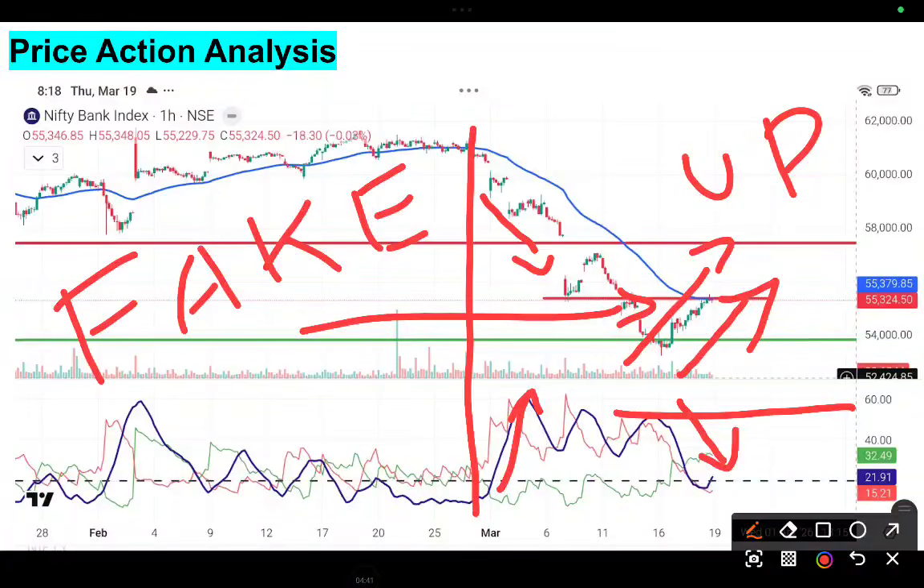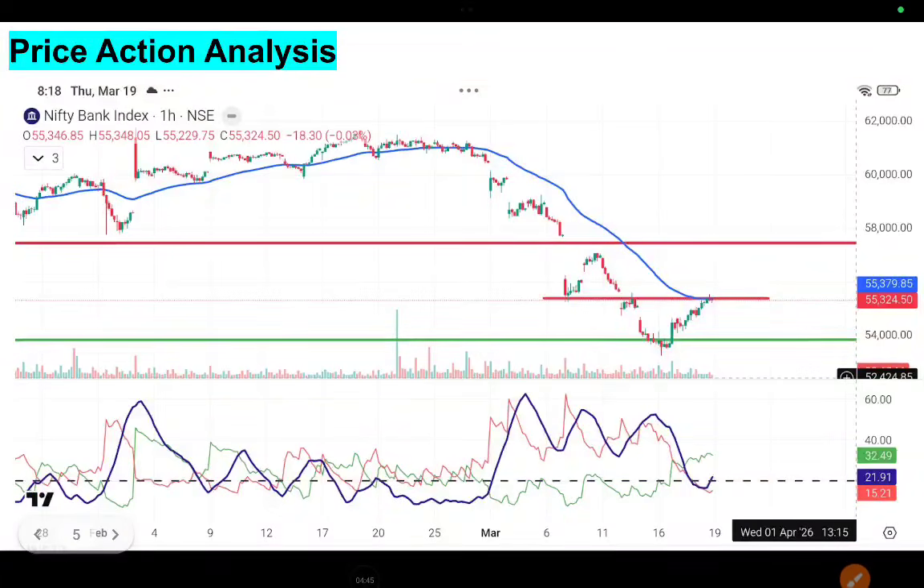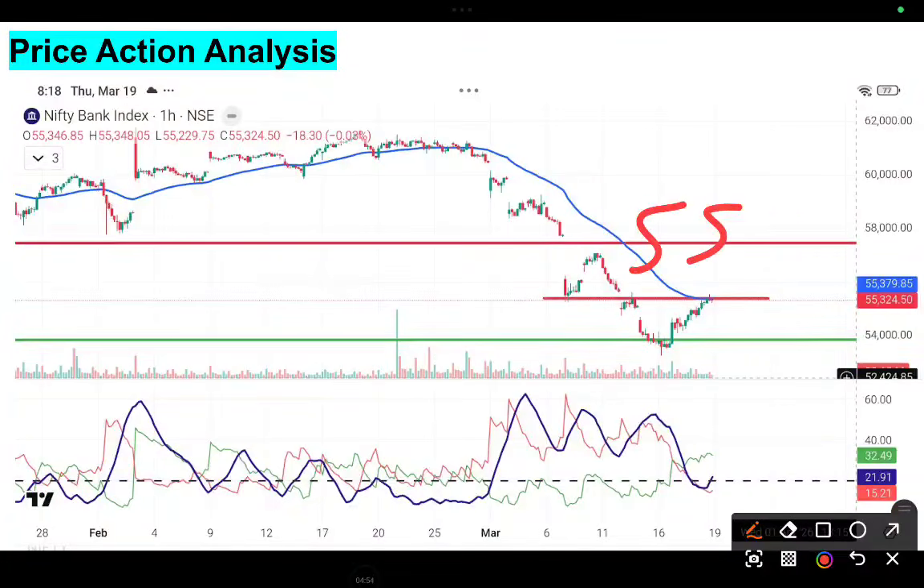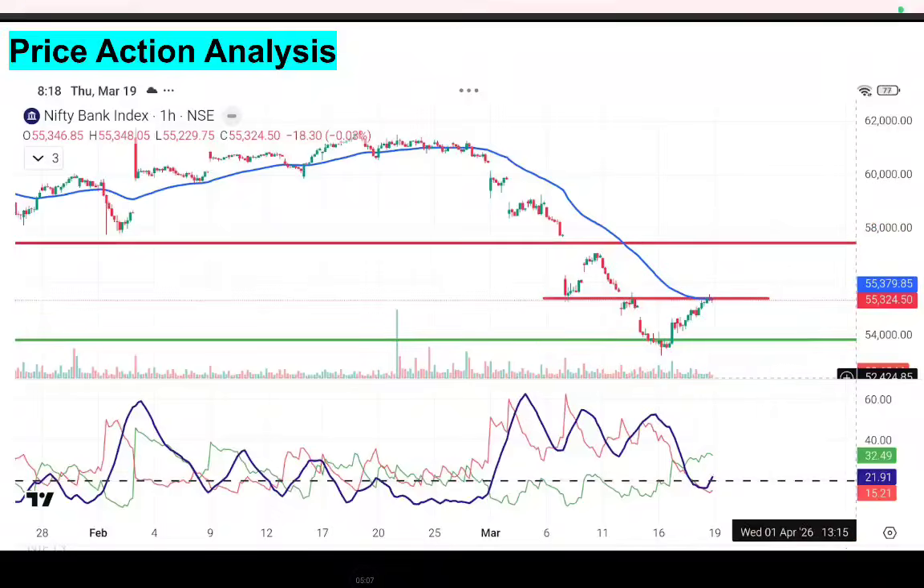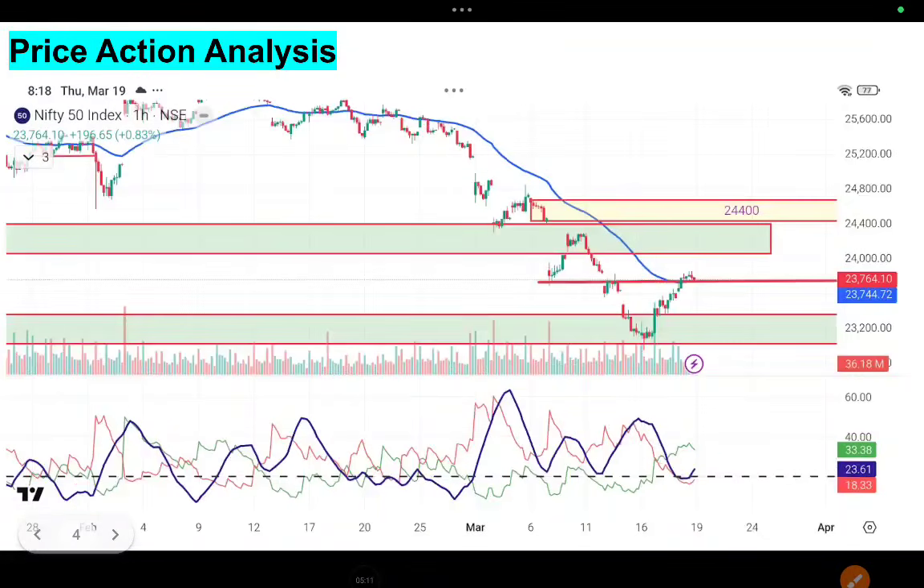The way I mentioned yesterday, I have already drawn the line with this support level like 55,000. 55,500 will be the 50 EMA. If it breaks above that, then the trend will change. But it should also be supported by volume and by ADX. That's how I identified the fake trend yesterday in Bank Nifty, as well as in Nifty.